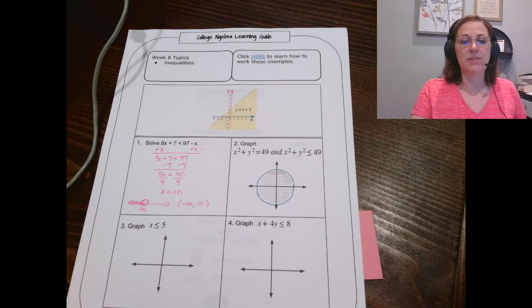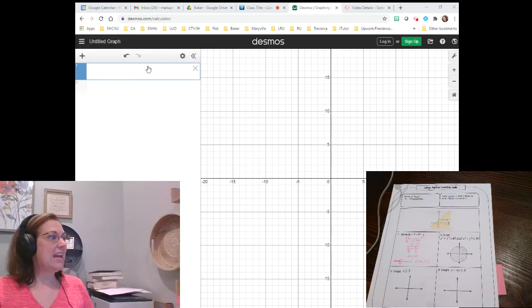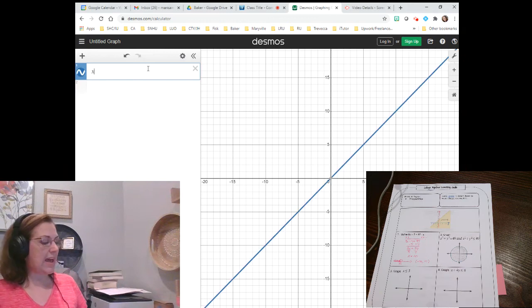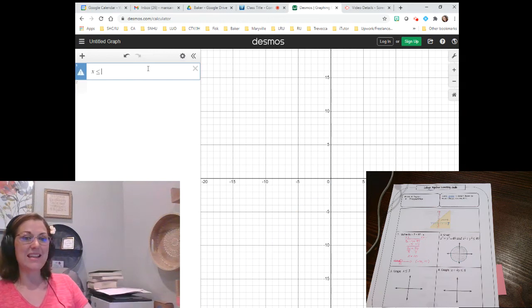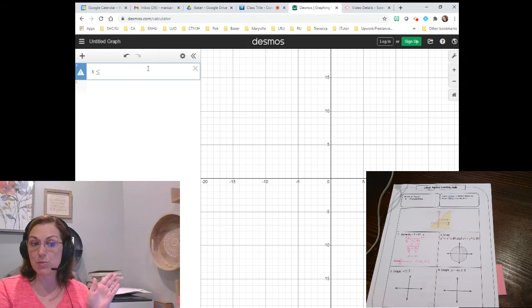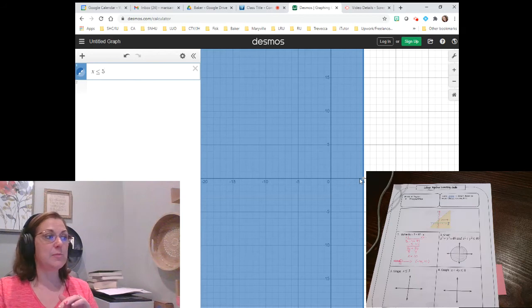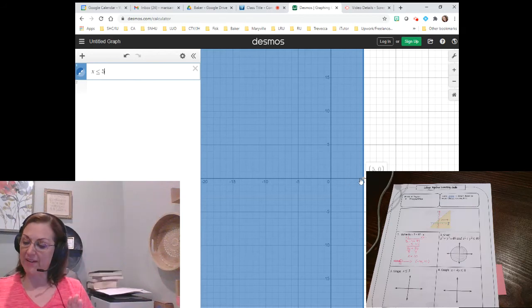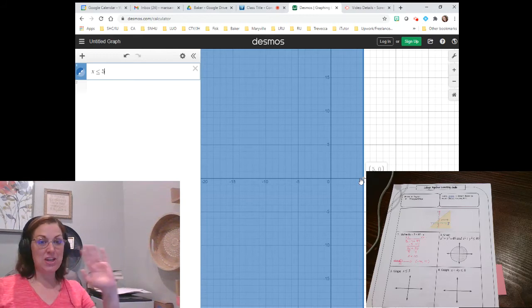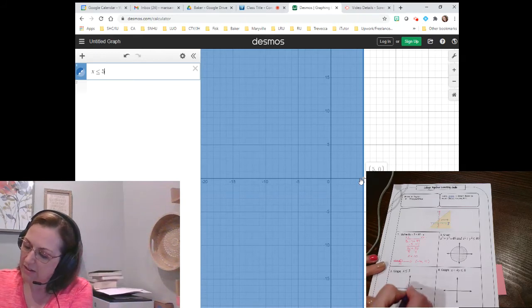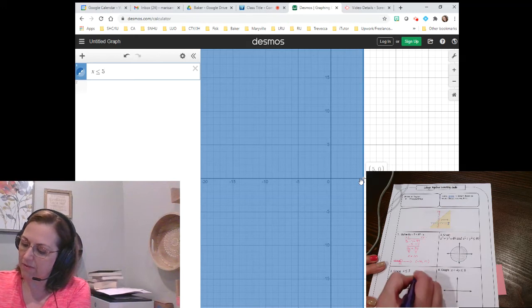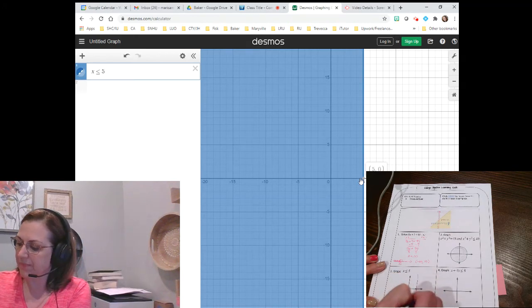So I'm going to switch our view, and I want you to watch how I type this in. I'm going to do x is less than, equal to, and then Desmos converted it, 5. I want you to see that Desmos drew a solid vertical line at 5, 0, and then shaded to the left. Okay, so it's at 5, 0.